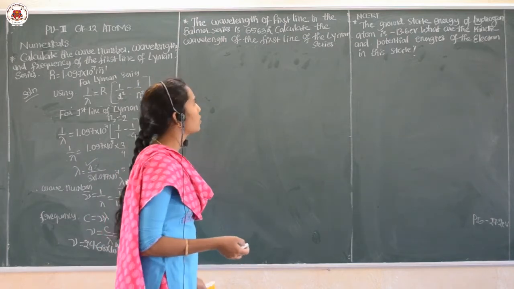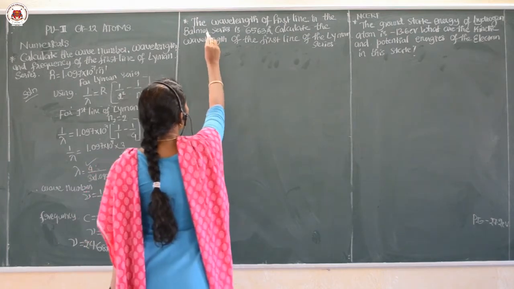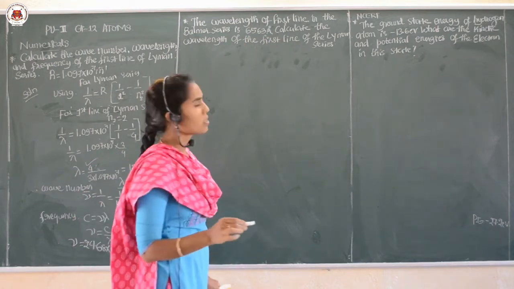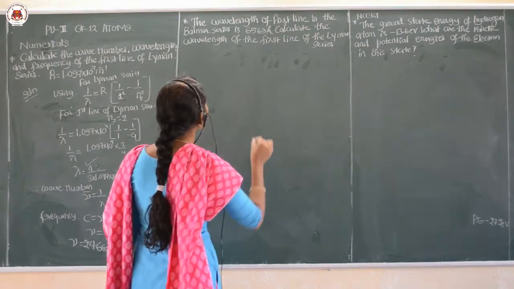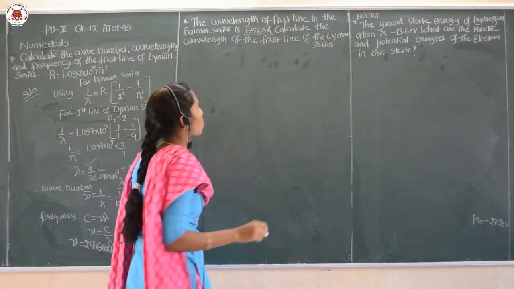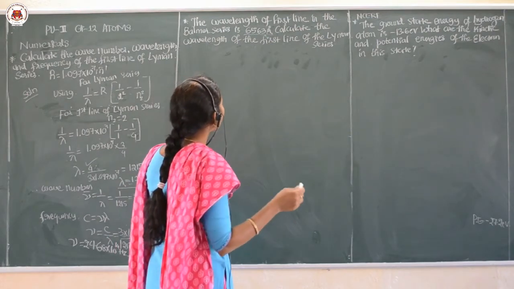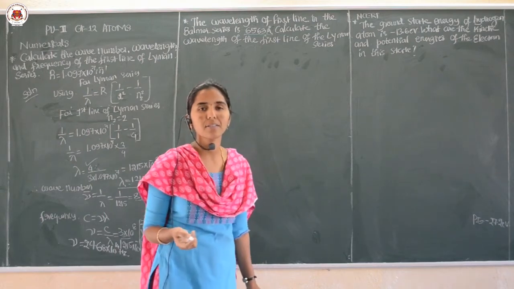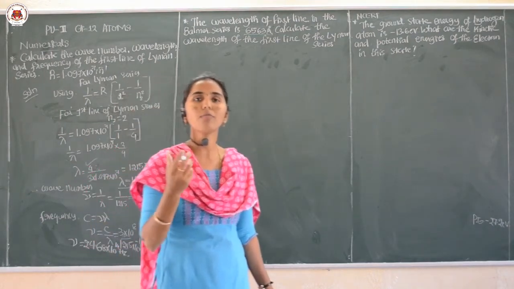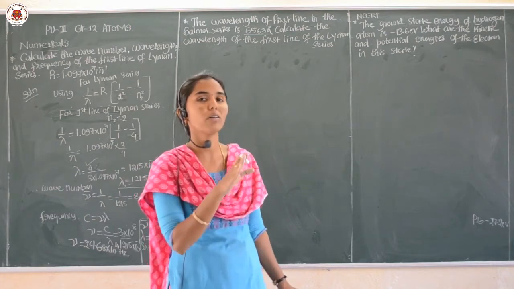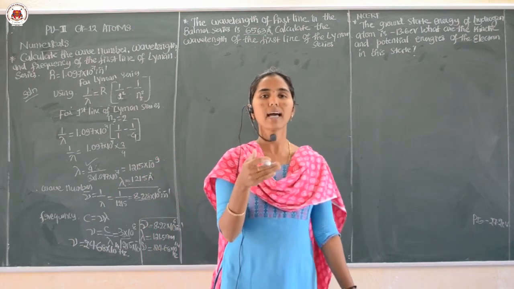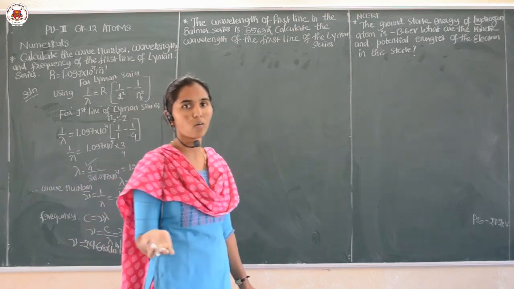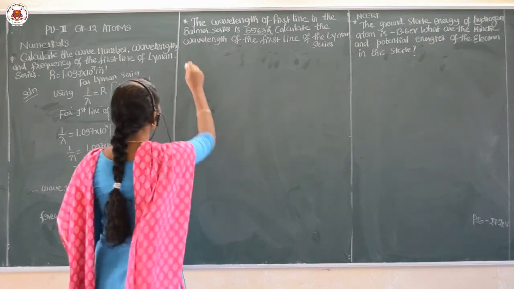Here in this numerical, see, the wavelength of the first line in the Balmer series is 6563 angstrom. Calculate the wavelength of the first line of the Lyman series. In this numerical, the wavelength of one line of one series will be given, and it is asked to find the wavelength of a line of the other series. Okay. So, accordingly, let us write down the formula here.